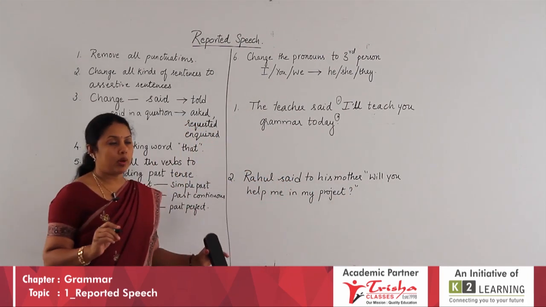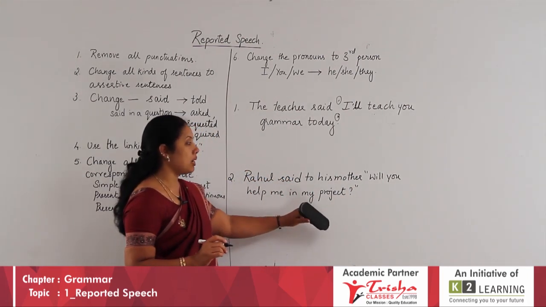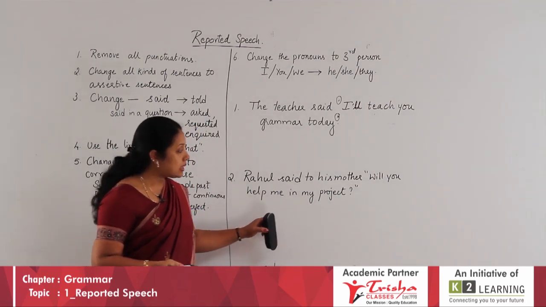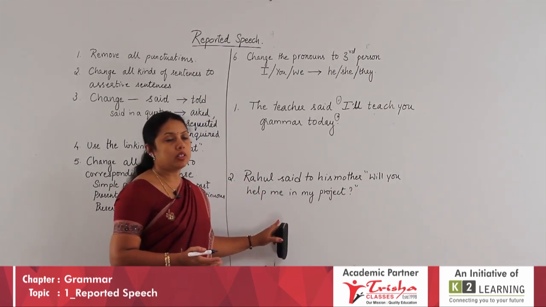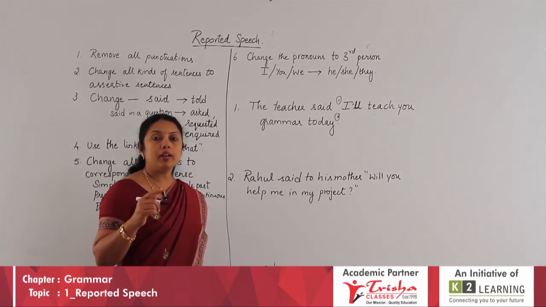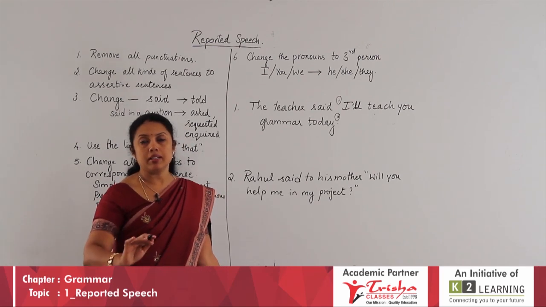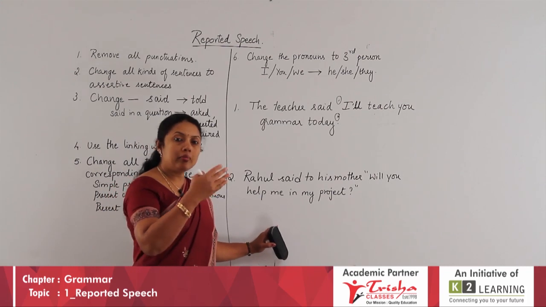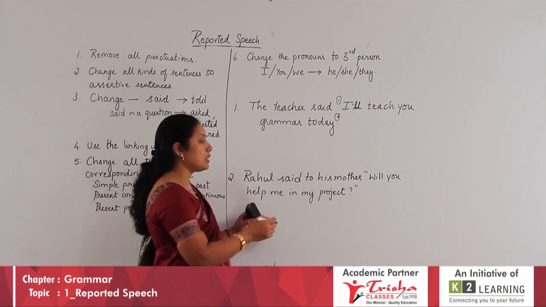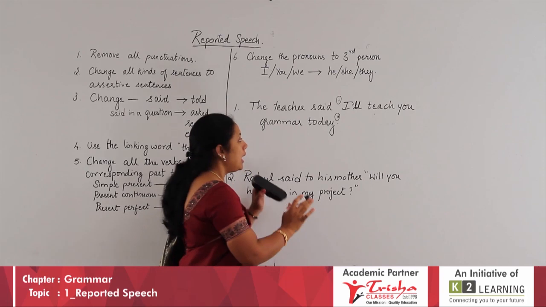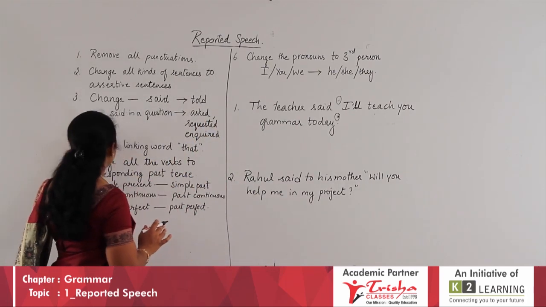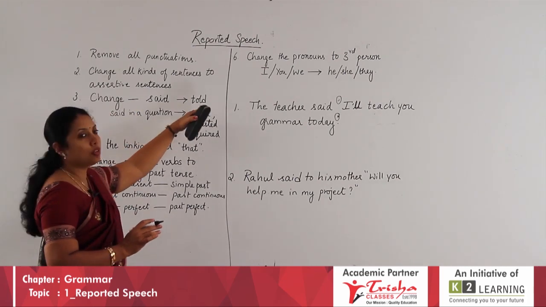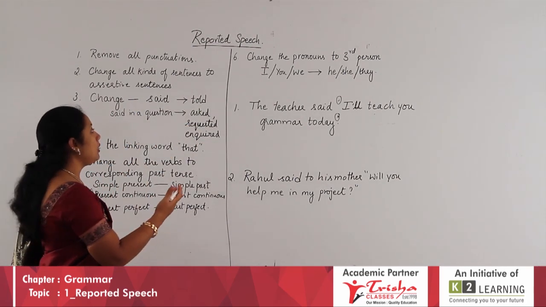So this is one question wherein I have a question mark also. Rahul is saying something to his mother. Since this is a question, when I change it, I'll have to put it in the form of an assertive sentence. It has to be a normal sentence which tells something. We'll make the necessary changes accordingly. The third one is that whenever we have the word "said", you'll have to change it to the word "told".